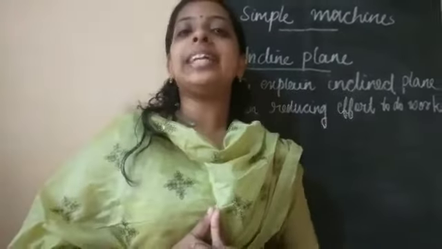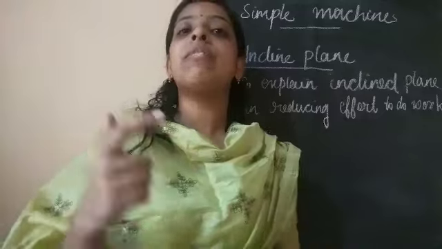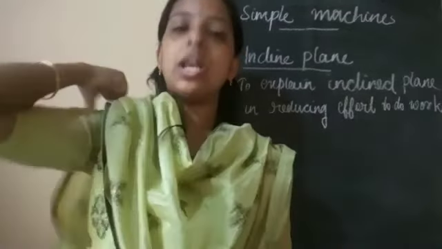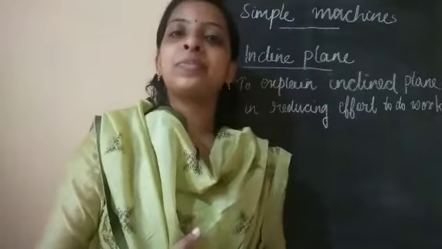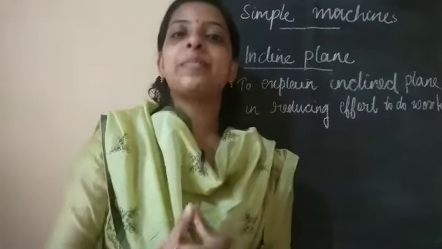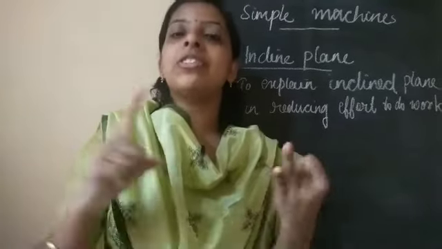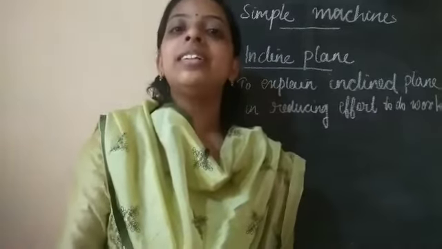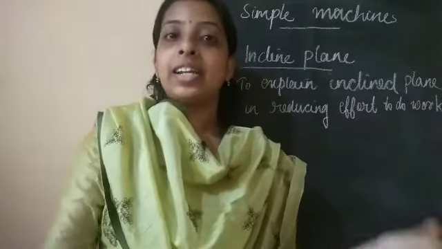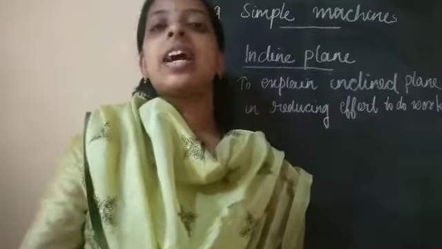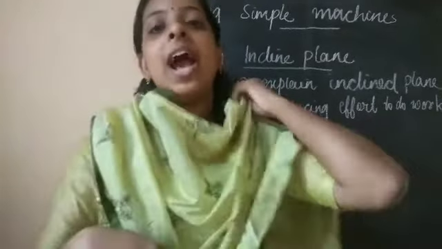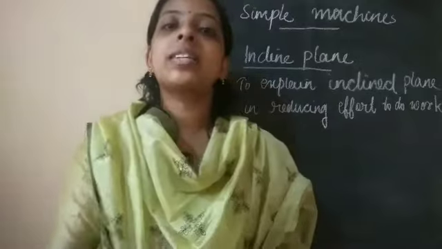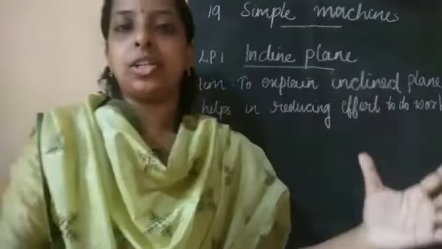Today we are going to start a new block in science, and its name is simple machines. We know that in our daily life we are using various kinds of machines. What are the machines we are using in our daily life? Can you say? Washing machines, refrigerators and air conditioners, like this various kinds of machines we are using in our daily life. And in this lesson we are discussing simple machines.